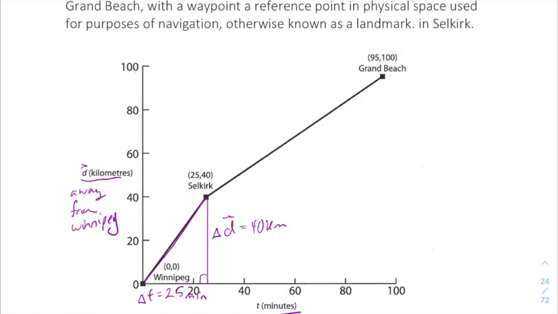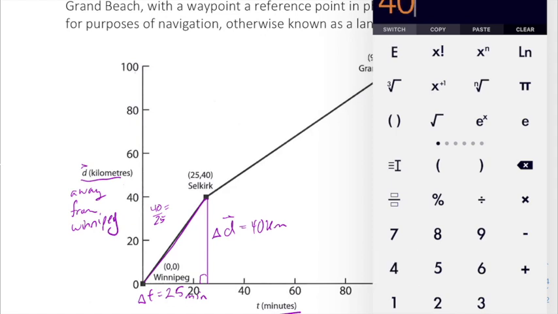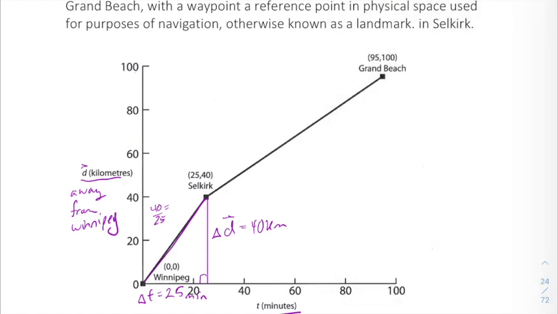Okay, so in this case, the slope here would be 40 over 25. 40 divided by 25, which means you could multiply by 4 and divide by 100. That would be 160 divided by 100, which seems low. Let's see. So they went 40 kilometers in 25 minutes. Oh, because it's in minutes. Yeah, so this gives us 1.6 kilometers per minute, which is not a particularly useful measurement.